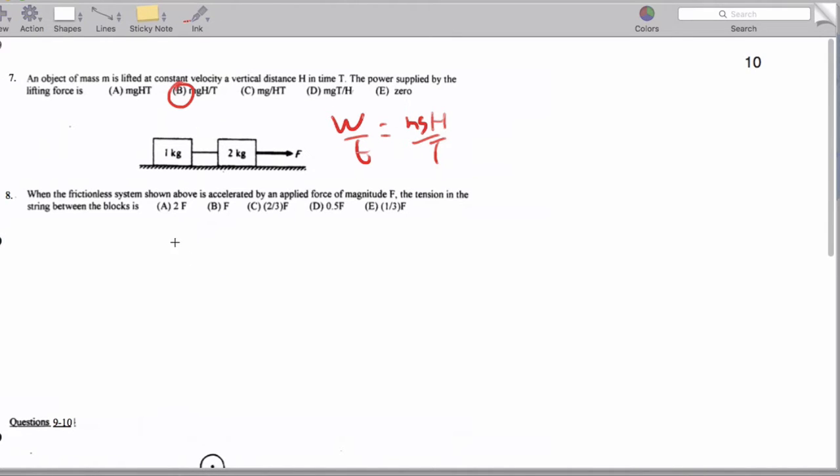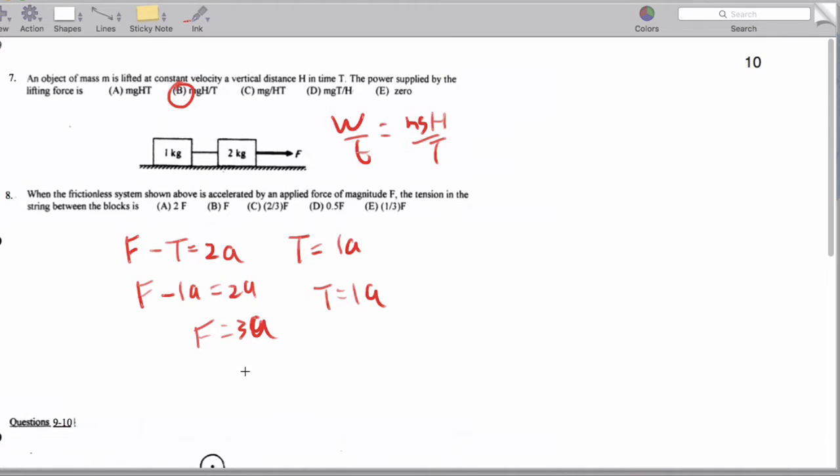Here we want to know the tension in the string between the blocks. So we know F minus T equals 2A. We also know that T equals 1 times A when we set up our equations. So let's figure out what this tension is. We know F minus 1A equals 2A, so F equals 3A. Tension equals 1A, so when we compare, tension is 1/3 of F.